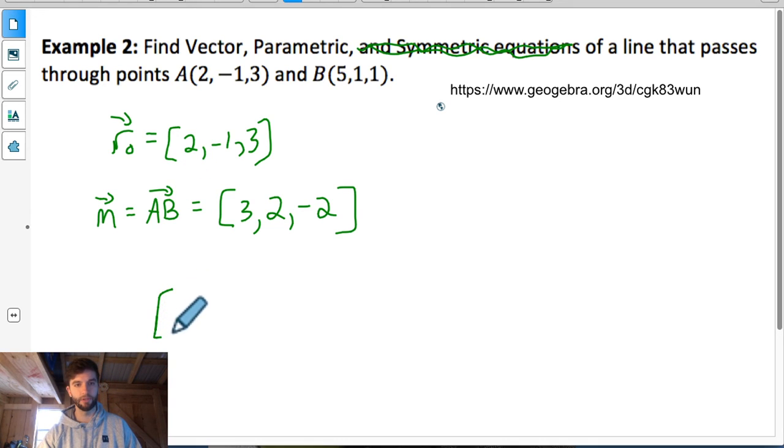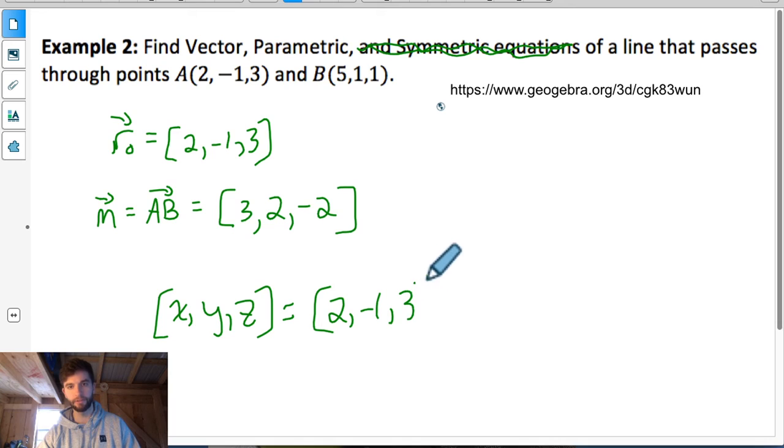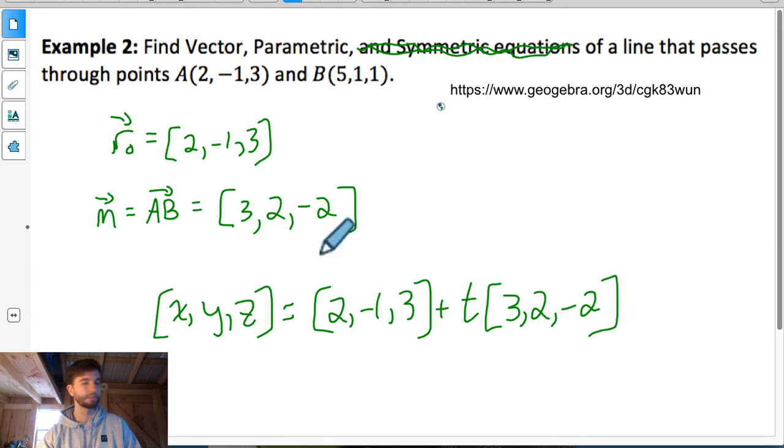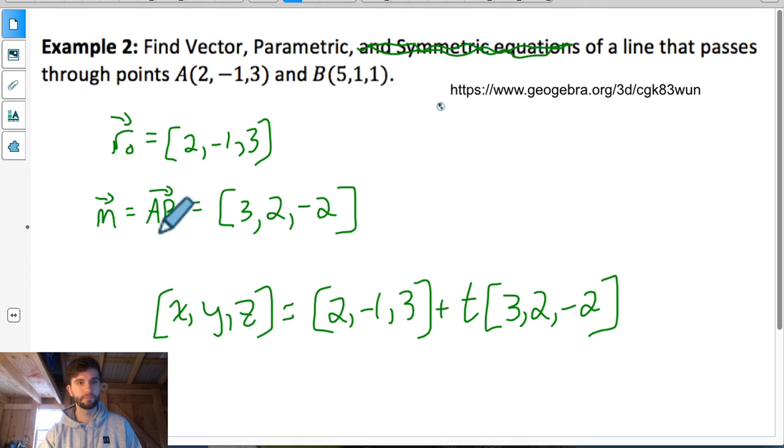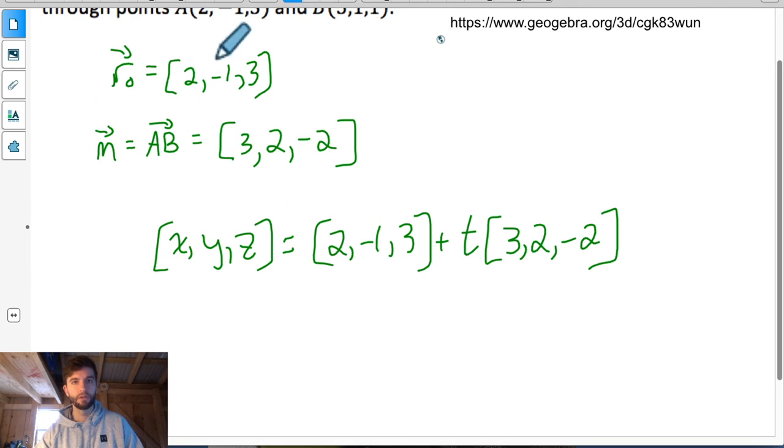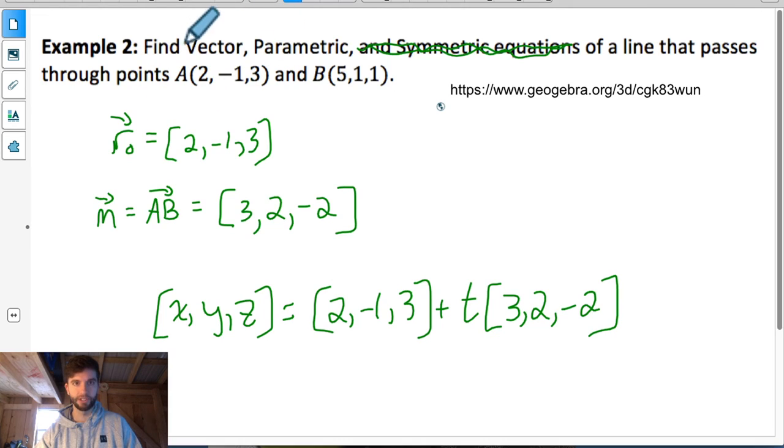And the vector equation of the line, x, y, z, would equal position vector 2, negative 1, 3, plus a scalar multiple of the direction vector, 3, 2, negative 2. So that's it for the vector equation. And let's do part B where we write the parametric equations. Oh, it's not separated into part A and B. It just says in this whole question, write the vector and parametric.